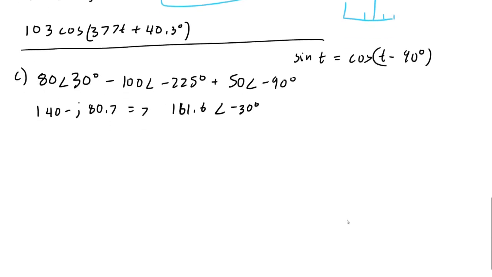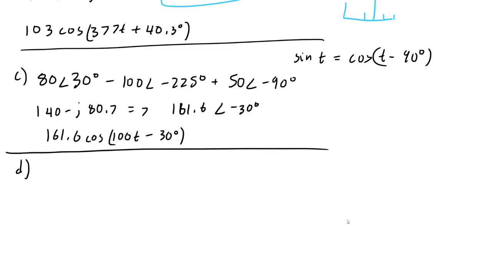You could have rounding errors. I could have rounding errors. They all are not too big of a deal. Cosine, and it's 100 radians per second angular frequency, minus 30 degrees. And finally, part D.